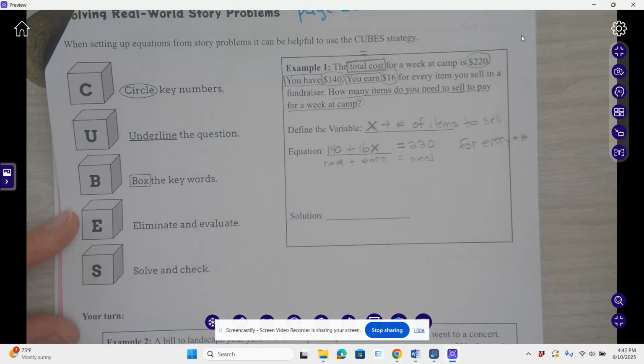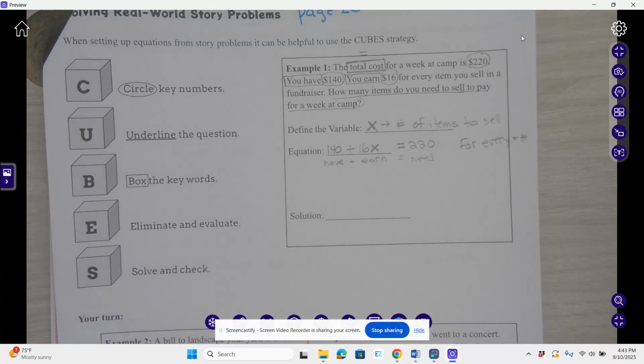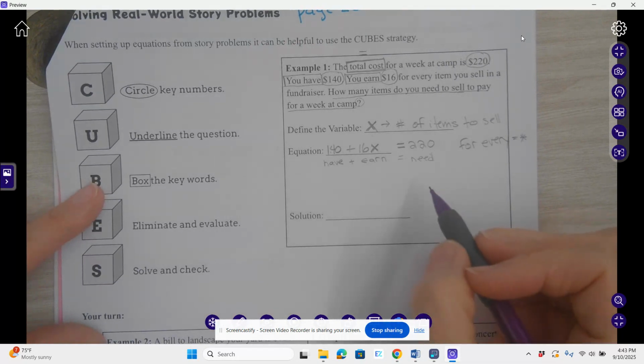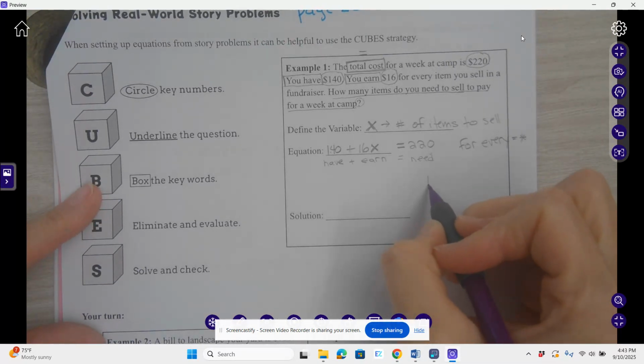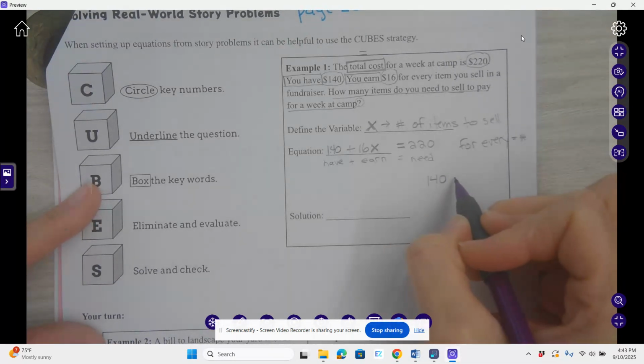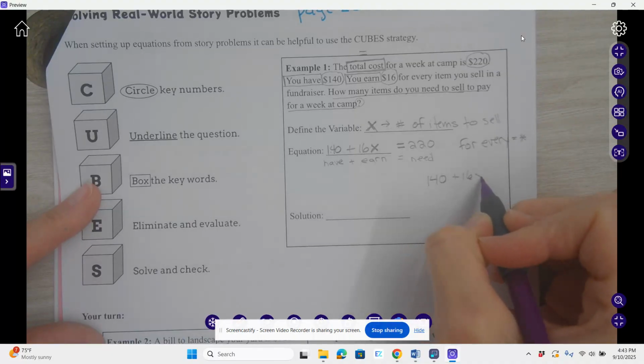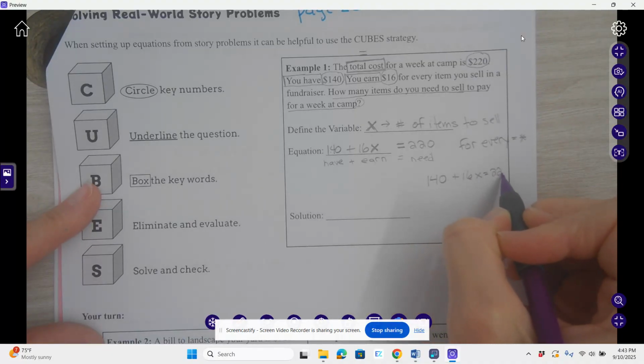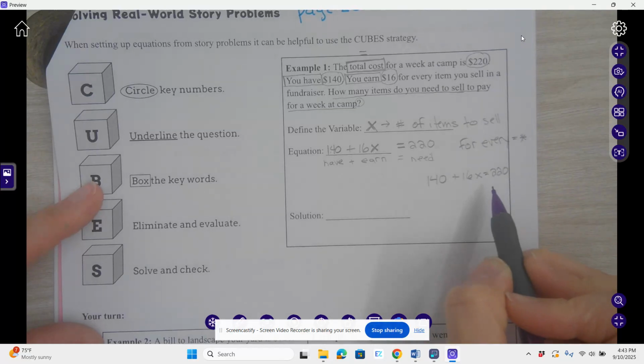Now we're going to solve this. So eliminate and evaluate is really part of the solving. And then we can also check our answer. I don't know if we'll have time to do that in this video, but let's solve this. I'm going to do the solving work right here. So this is the equation I'm solving: 140 plus 16x equals 220.